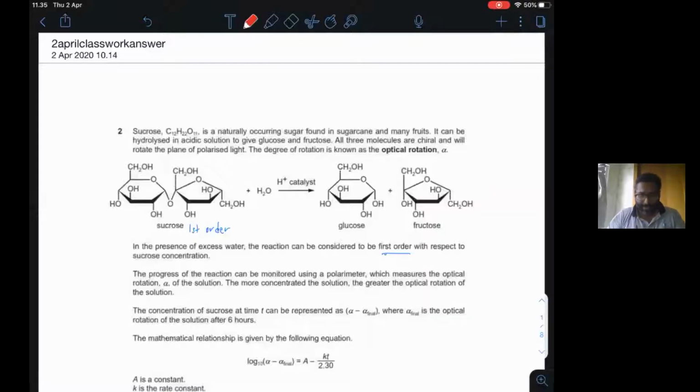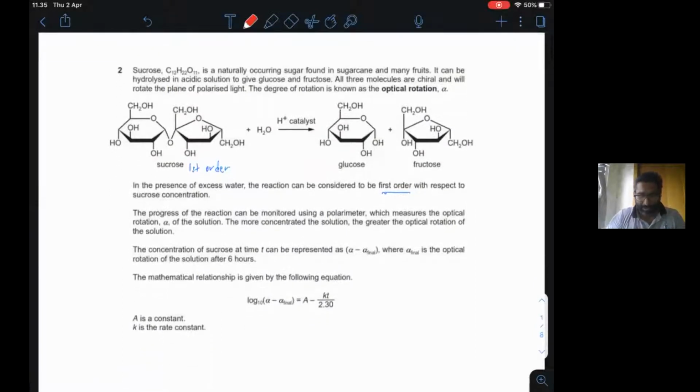Morning, everyone. So we will actually look at this particular question. This particular question is taken from paper 5. They have given you some information, and then I have highlighted some of the information that is considered to be very important.